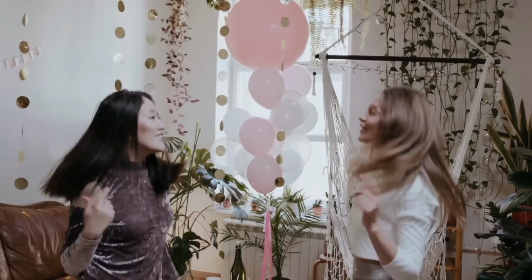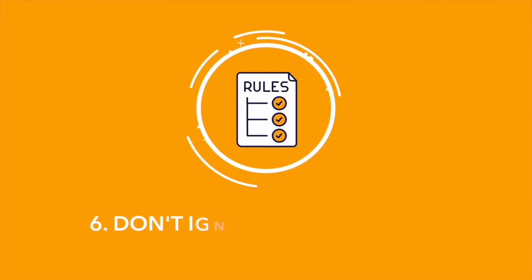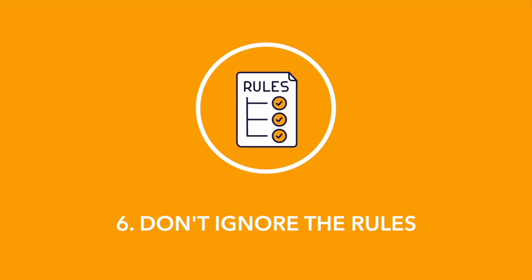So make sure you're in the room alone, and also make sure the room is quiet. Ask your family members or friends to be quiet for that 1 hour you're taking the test. After that, throw a huge party or whatever you want to do, but while you're taking the test, make sure you are alone. 6, don't ignore the rules.